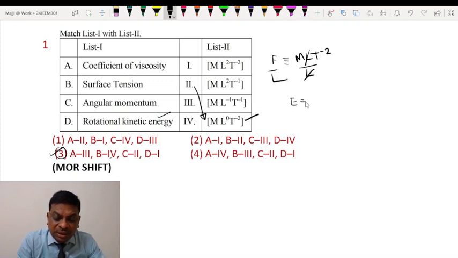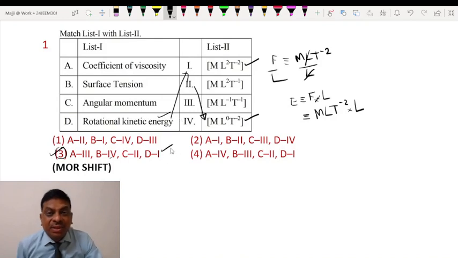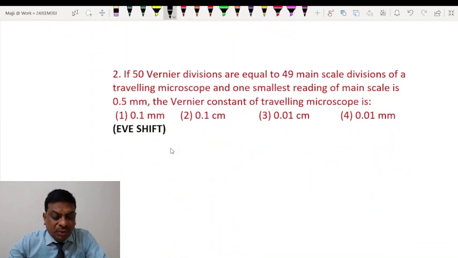Energy is equivalent to work, and work is force into displacement dimensionally. So force is MLT power minus 2 multiplied by L, so ML square T power minus 2. So D should be matched with work. Yes, D is matched with work. So that's all, students, we got the answer. You don't have to match all four options. Unless the options force you to do so, kindly don't, because you will be unnecessarily wasting time. Moving on to the next question.